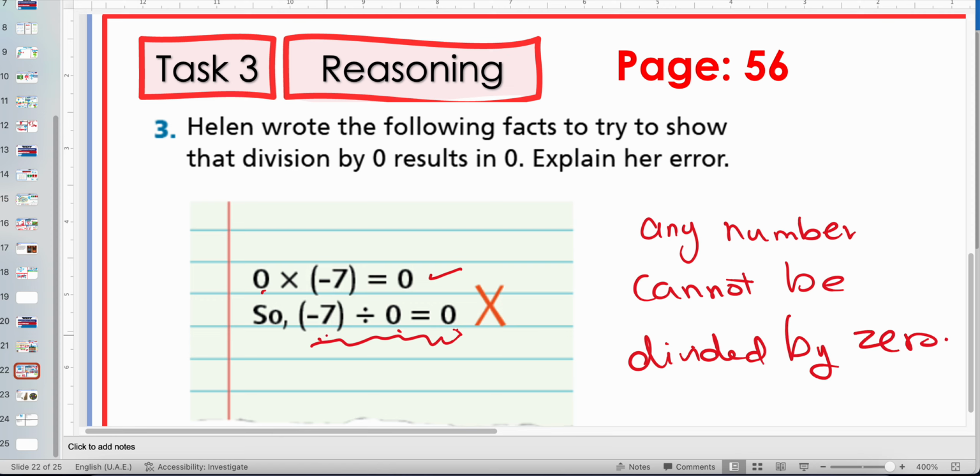Her mistake is she did negative 7 divided by 0. She's supposed to say 0 divided by negative 7 is 0. That's correct. But you cannot divide a number by 0. You cannot divide a number by nothing. It doesn't make sense. But dividing nothing among some number of things will result in 0 things for each, which makes sense.